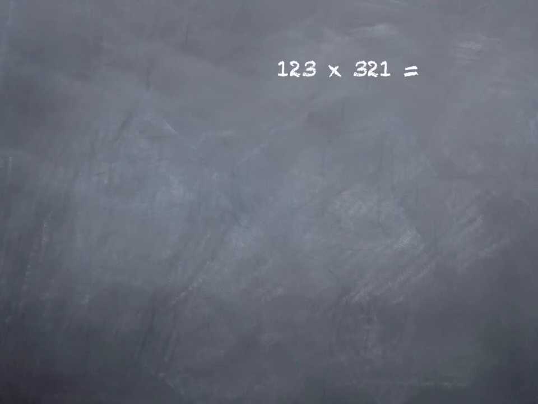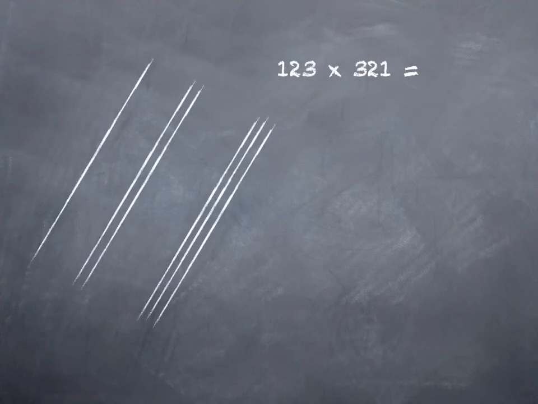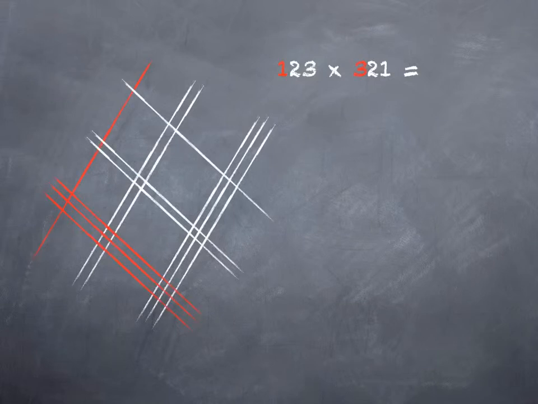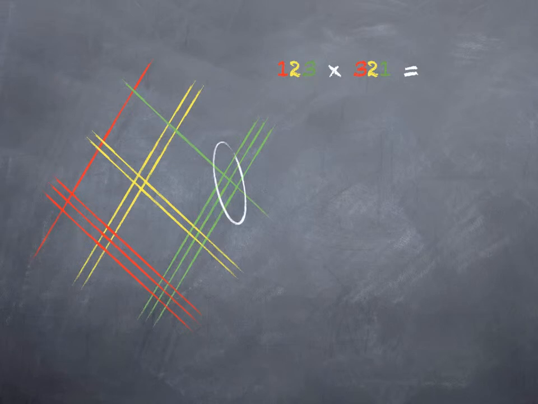If we want a little bit trickier problem, one that requires regrouping, we can try 123 times 321. There's 3 hundreds, 2 tens, and 1 one. And let's color code them again. Hundreds, tens, ones. Well, if I look out here where my ones intersect my ones, I wind up with 3 intersections. And so I leave that 3 in the ones place.